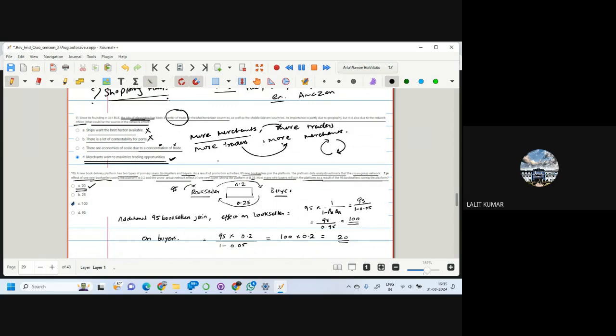It is an example. Merchants want to maximize trading opportunities. So merchants are going there. More traders come. More merchants go. So it is a virtuous circle.